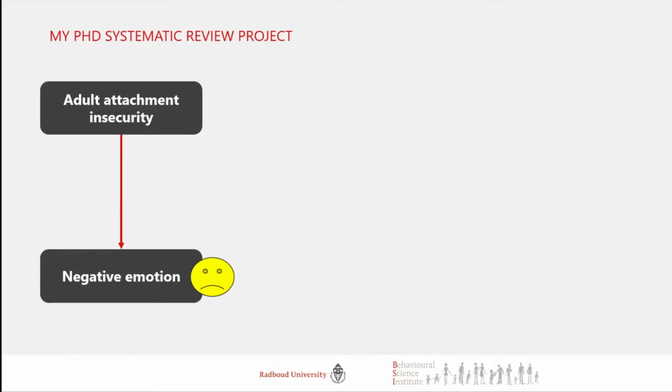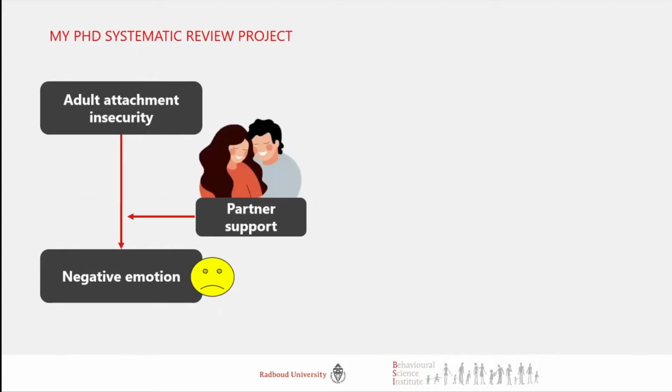But recently, some relationship experts suggest that if you're in a romantic relationship, and your partner is very supportive, that would help to reduce the negative emotions. So for example, if I'm very insecure, I have a fight with my partner, I feel super distressed. If my partner is so caring and understanding, that would reduce my distress. And this is called the buffering effect of romantic partner support.